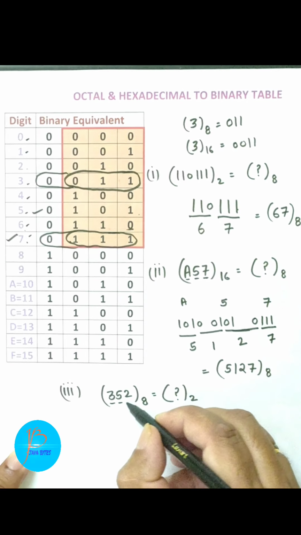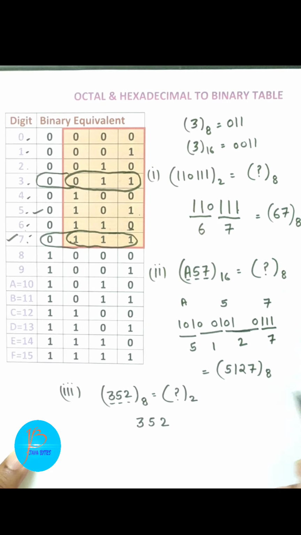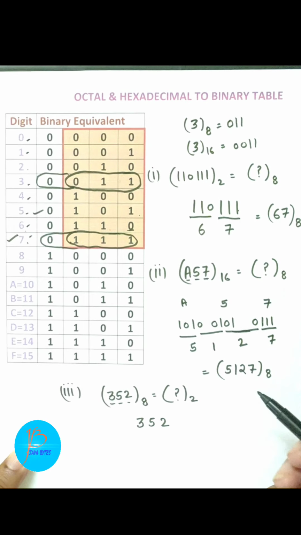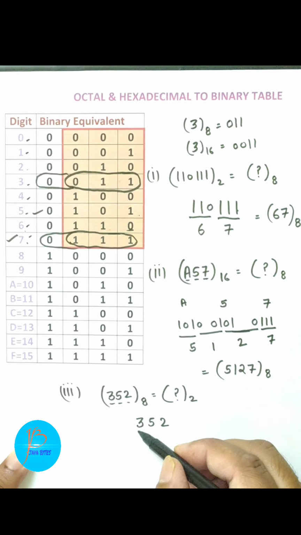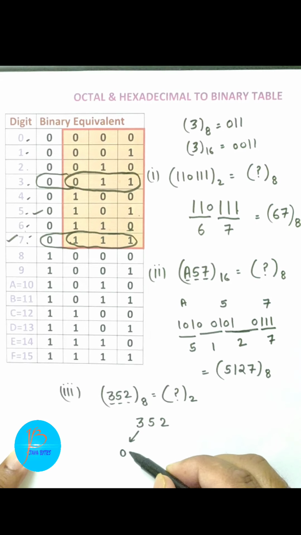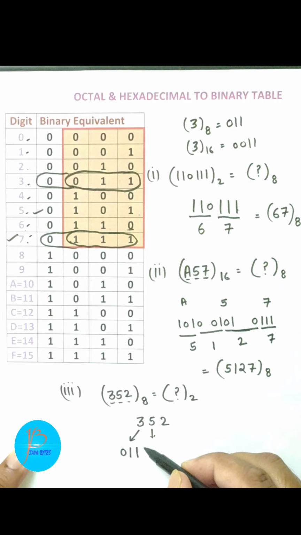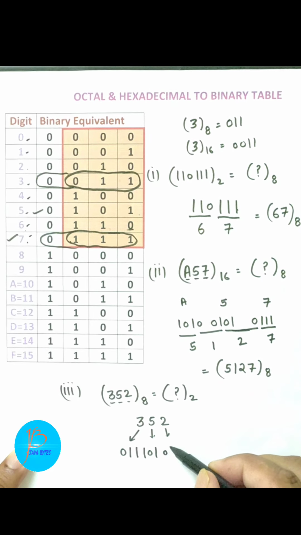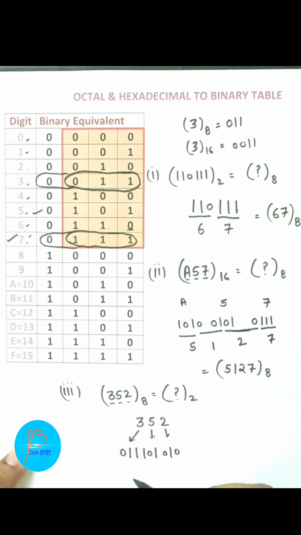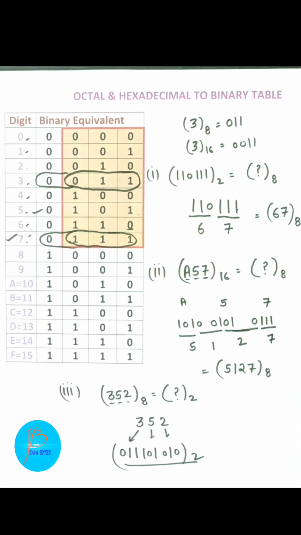So for that, children, you know that 352, these are 3 digits. So you have to just note down their binary equivalents in groups of 3. You know that the number is given in octal, so 3's equivalent is 011, 5's equivalent is 101, and 2's equivalent is 010. Okay, so my answer is there, children, and you can check it, that the binary equivalent of 352 is like this.